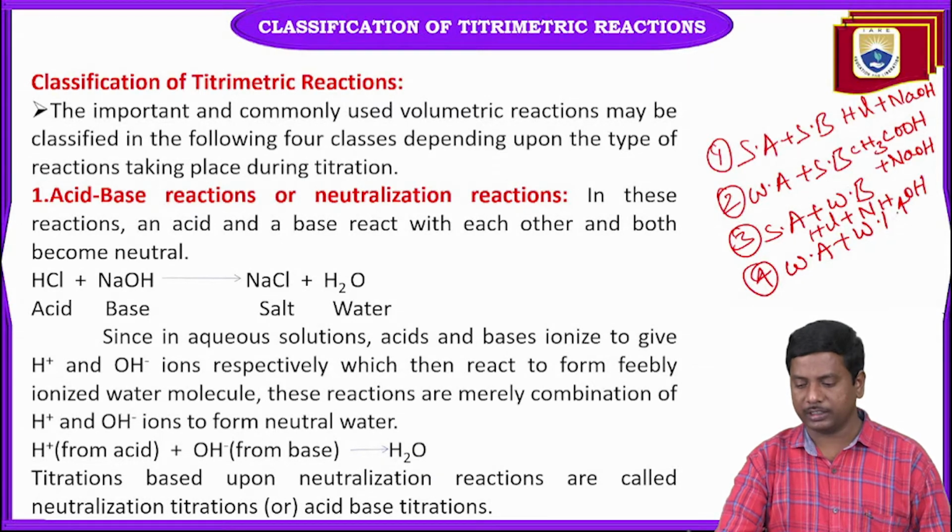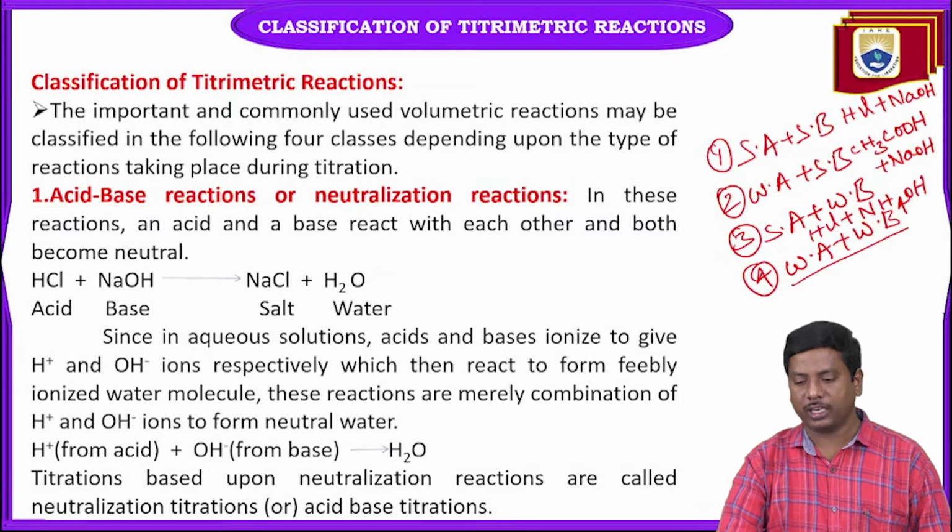But the fourth titration, weak acid and weak base, cannot exist. Why? Because we cannot determine the equivalence point of this reaction. Equivalence point means the reaction is just complete. So that is called the equivalence point. Out of four categories, we cannot determine the exact equivalence point in the case of weak acid and weak base.